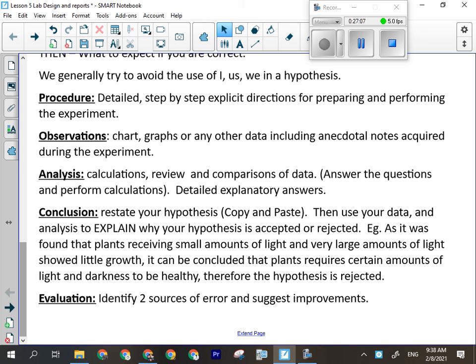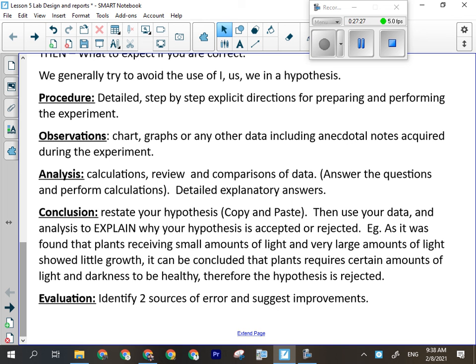I wasn't aware that it was going to happen. There wasn't really anything I could do about it once the experiment started, but I'm making a note of it. How would I fix it? Air circulation the next time. It could be anything. You're looking for 2 sources of error and ways to fix them.